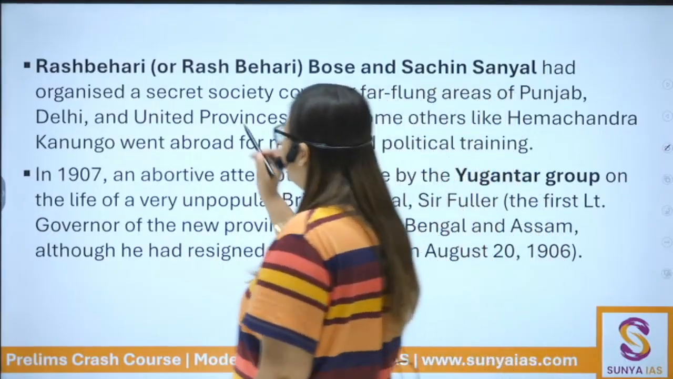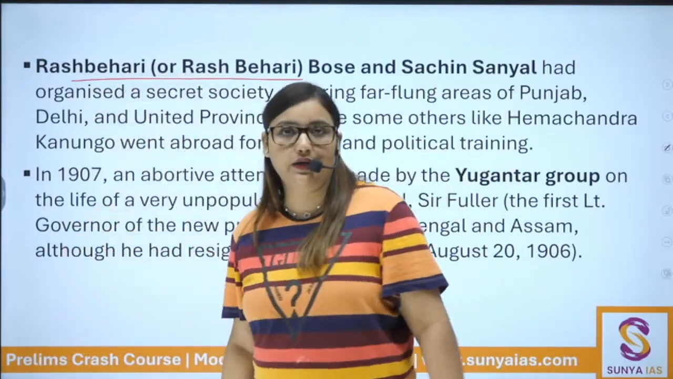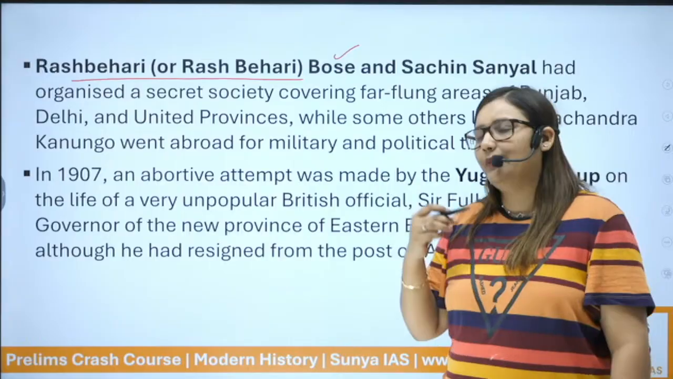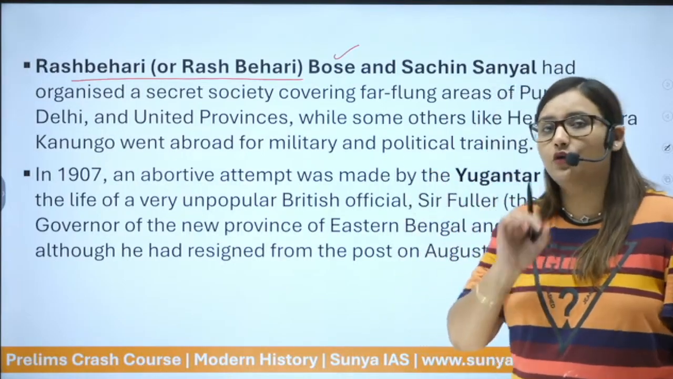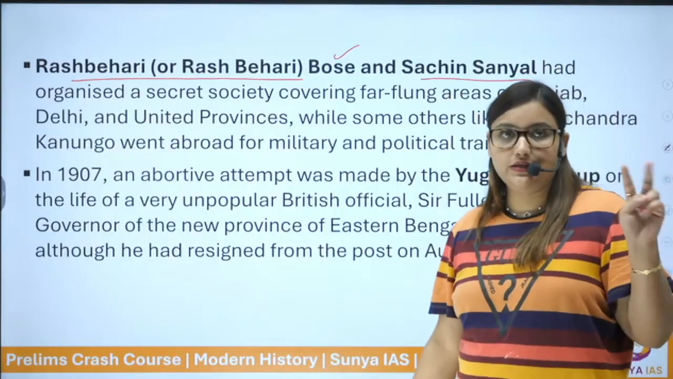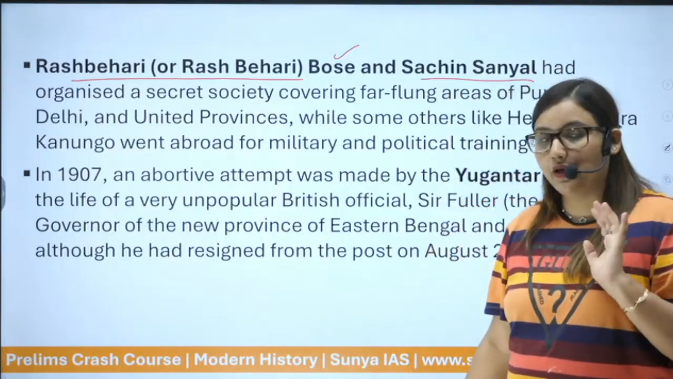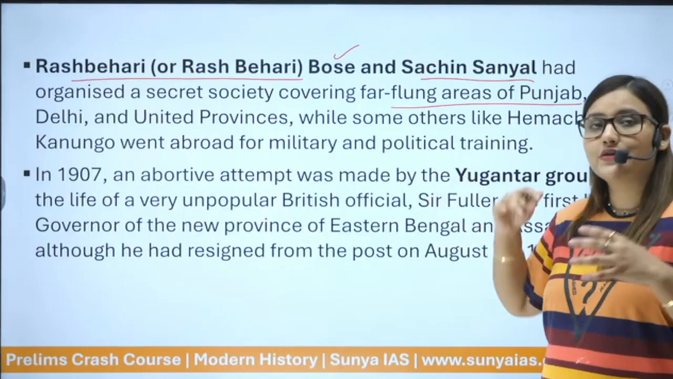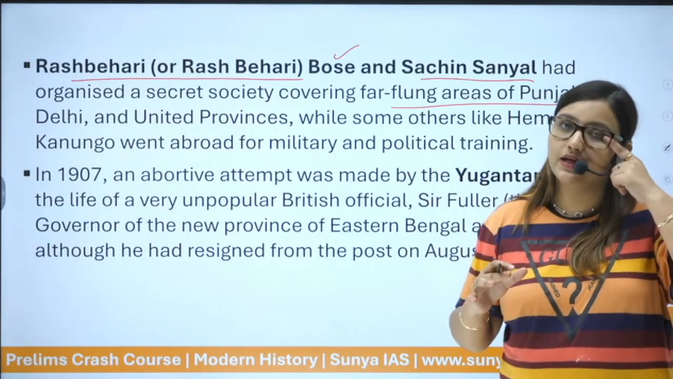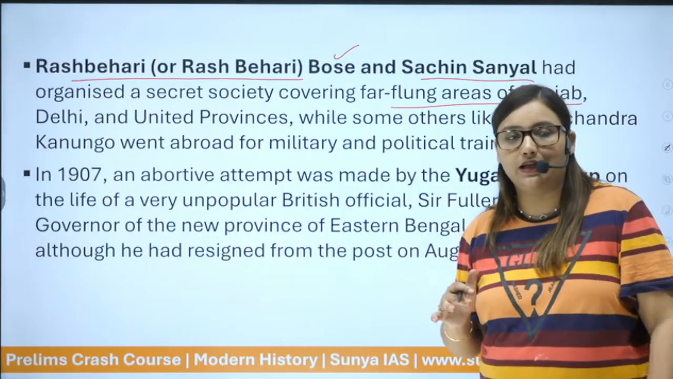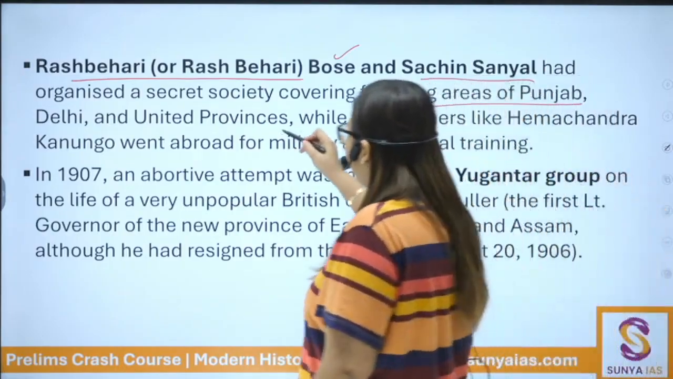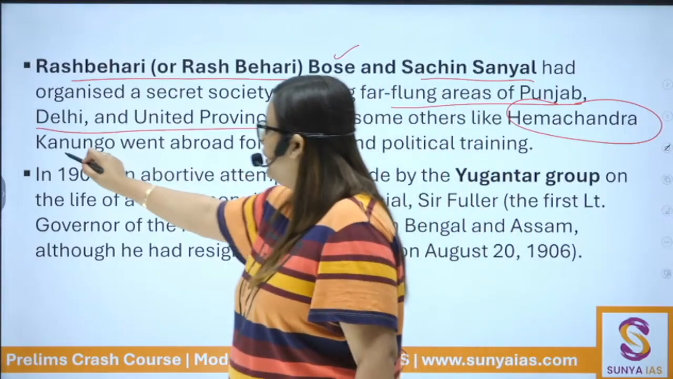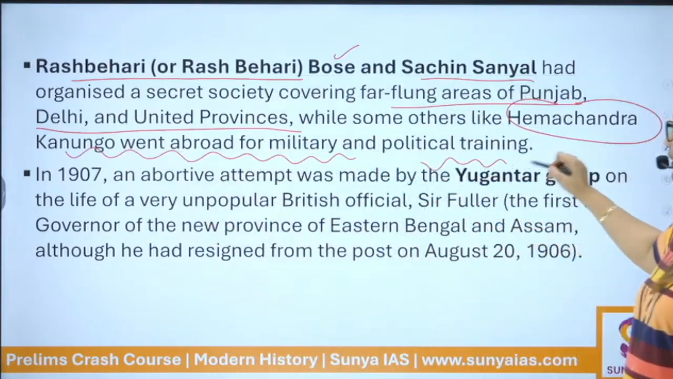Now, come to the next one, a very important leader, Rash Bihari Ghosh, or Rash Bihari Bose. He is a very important leader, and he played a very significant role. One more was Sachin Sanyal. So these two leaders had organized a secret society, and they were using very rural and far-flung areas. They organized a secret society in which they covered the far-flung areas of Punjab, Delhi, UP, United Province, and some others like Hemchandra Kanungo went abroad for military and political training.